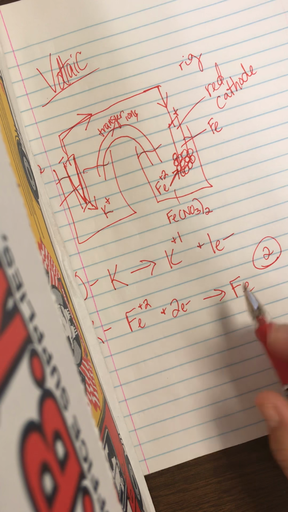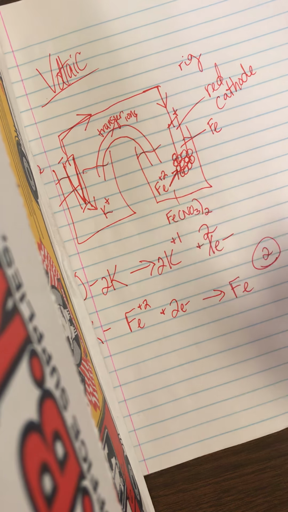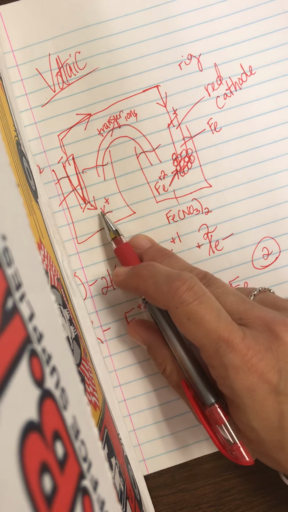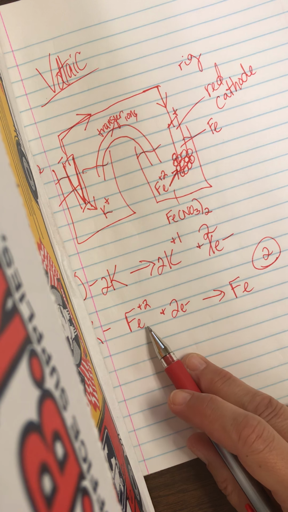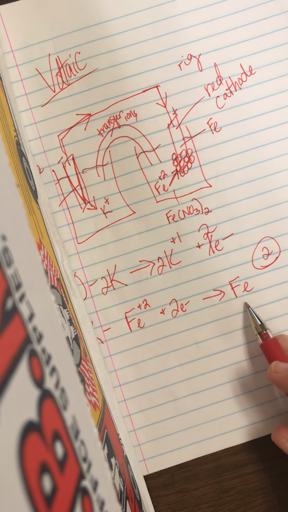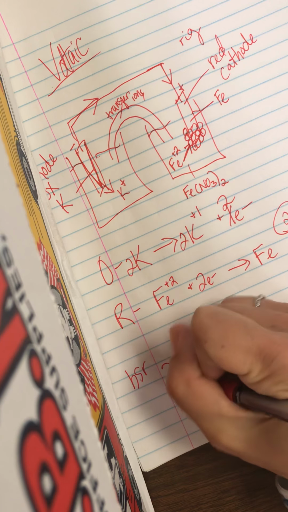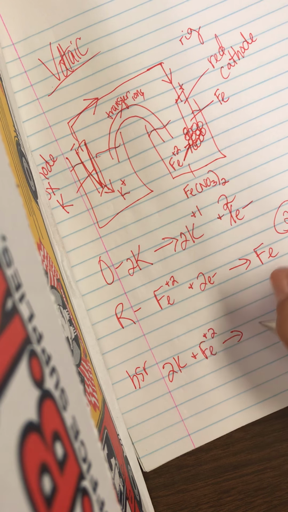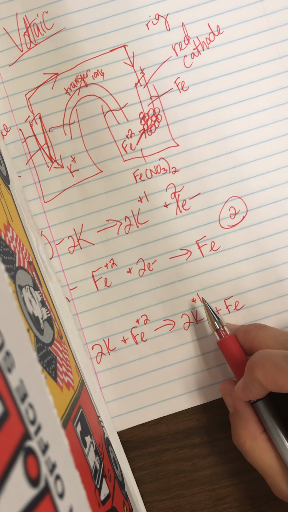This one's already at 2, so I'm going to double everything on this side. So I would need 2 of the potassium atoms to be oxidized in order for 1 iron ion to become reduced. And then when I do the balanced skeletal reaction, 2 K plus Fe2+ become 2 K+ plus Fe. So this was my spontaneous reaction.